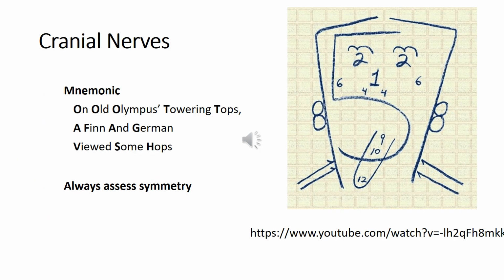There are many different ways to learn how to remember the cranial nerves. In this PowerPoint, we use the mnemonic: On old Olympus, towering tops, a Finn and German viewed some hops.